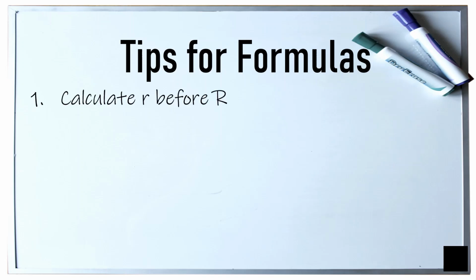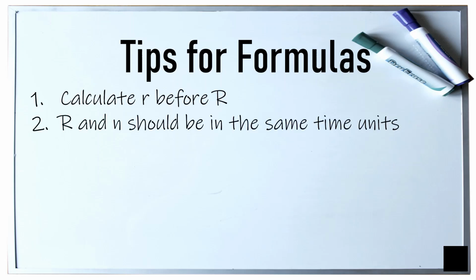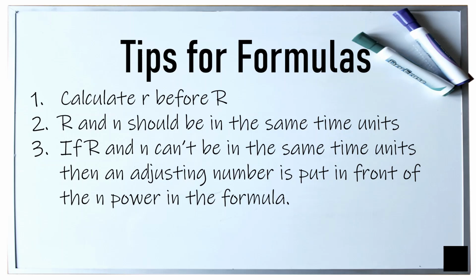Here are some tips for getting the formulas correct. Number 1, calculate lowercase r before uppercase R. r and n should be in the same time units. If r and n can't be in the same time units, then adjust the number that is put in front of the n power in the formula.